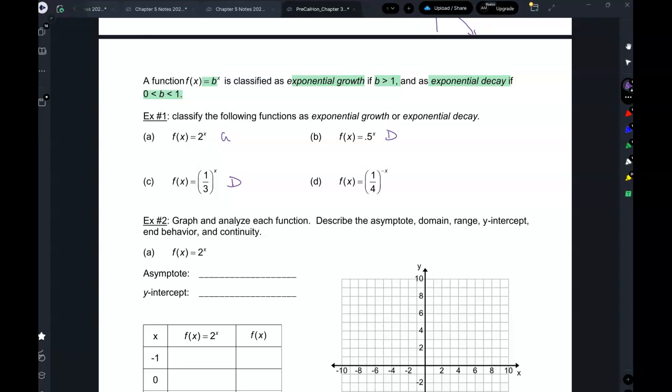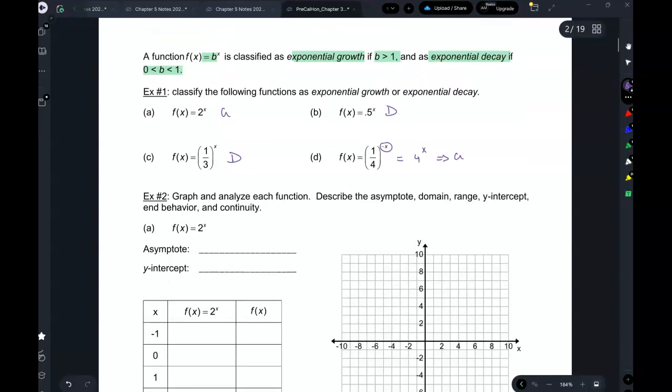Okay, so here we have 1 over 4 to the negative x. That means this will be 4 to the positive x, so it will be growth. Okay? All right. If you have y equals 3 times half to the power of x, this is still decay because this is b. This is what's being raised to the exponent, so it'll still be decay. Okay? Yeah, it's the constant that's being raised to the variable exponent.